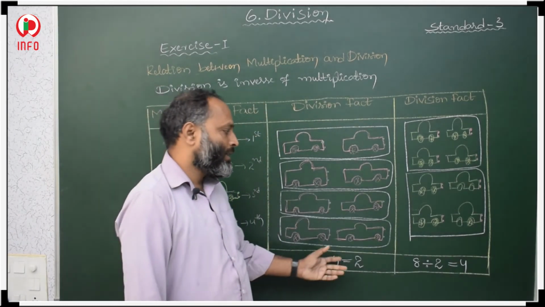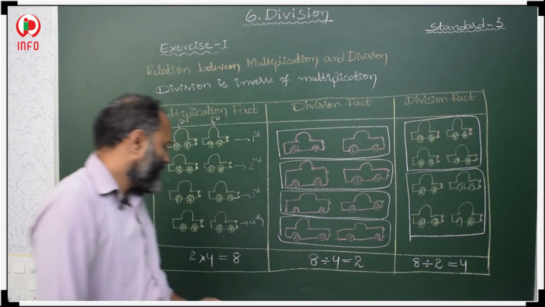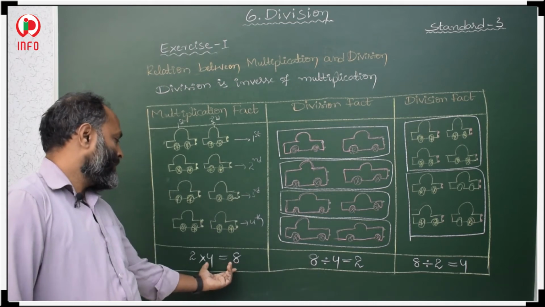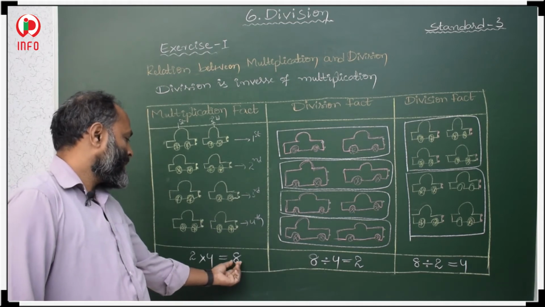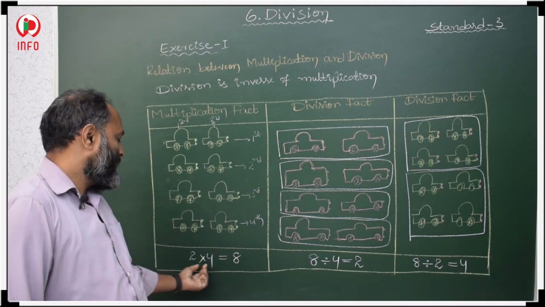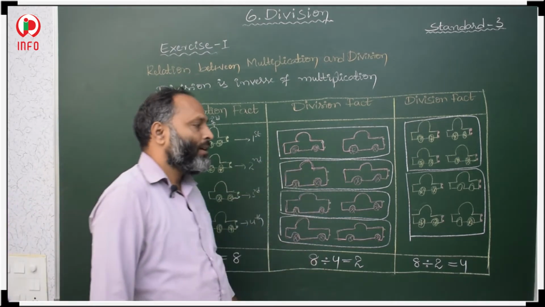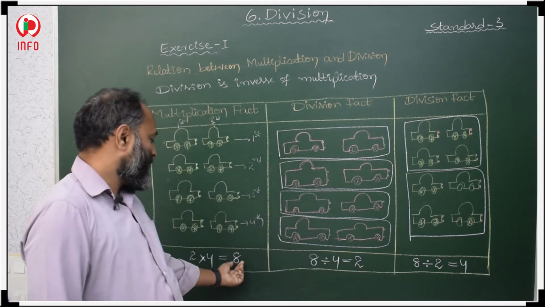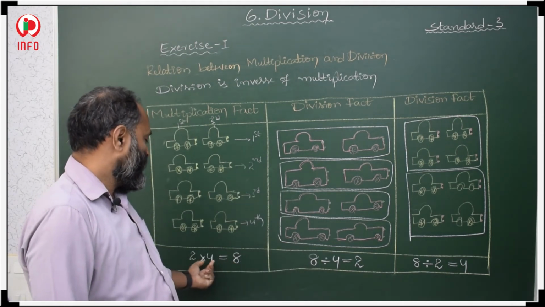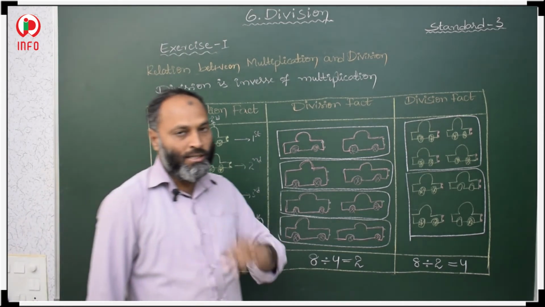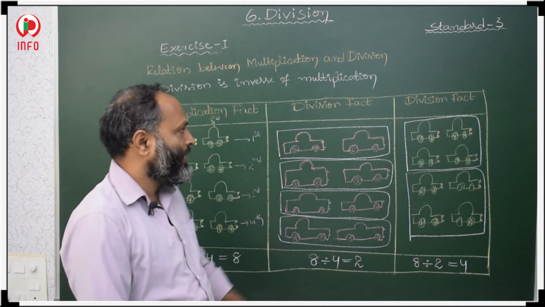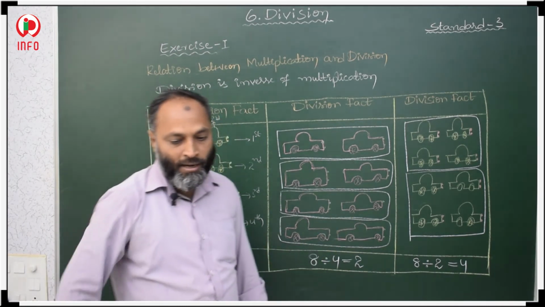Okay. So these are the division facts. Simple, 8 cars divided into 4 groups, then 2 cars are there in each group. In the same way, if 8 cars divided into 2 groups, then in each group we have 4 cars. So this is a relation between multiplication and division.